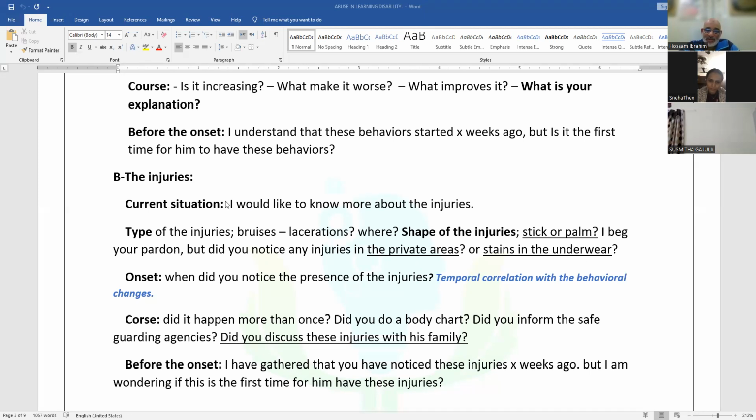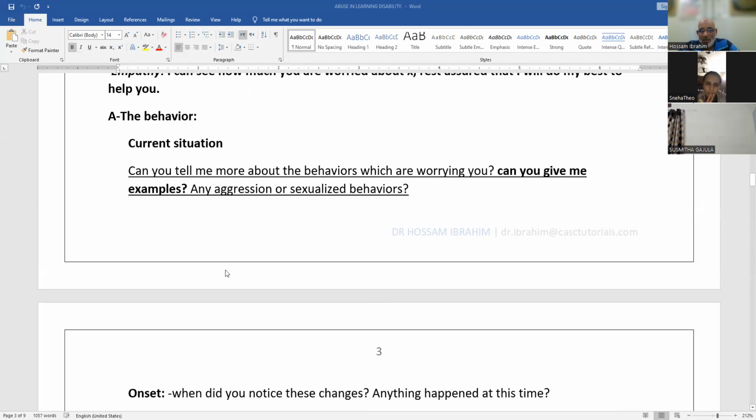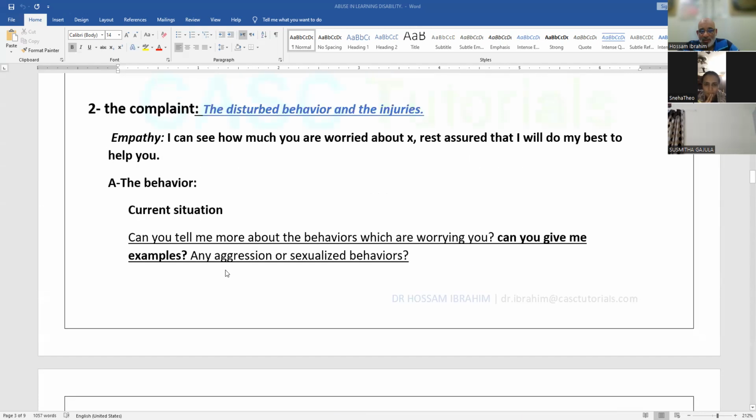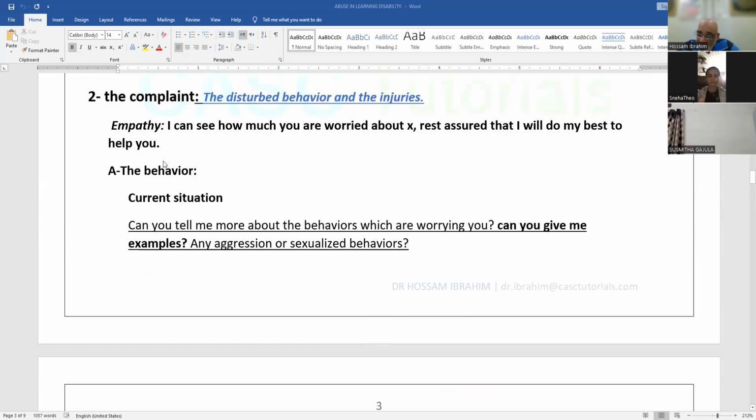Okay. So this is the current situation. The type of injuries, all this is included under the current situation. And then you want to know the onset, when did you notice the onset and cause and duration of these injuries and before those. So this is how you start the station. You introduce yourself and you take the complaint, and here you have two complaints, the behavior and the injuries. Are you with me, doctor? Clear so far? Yes, sir.